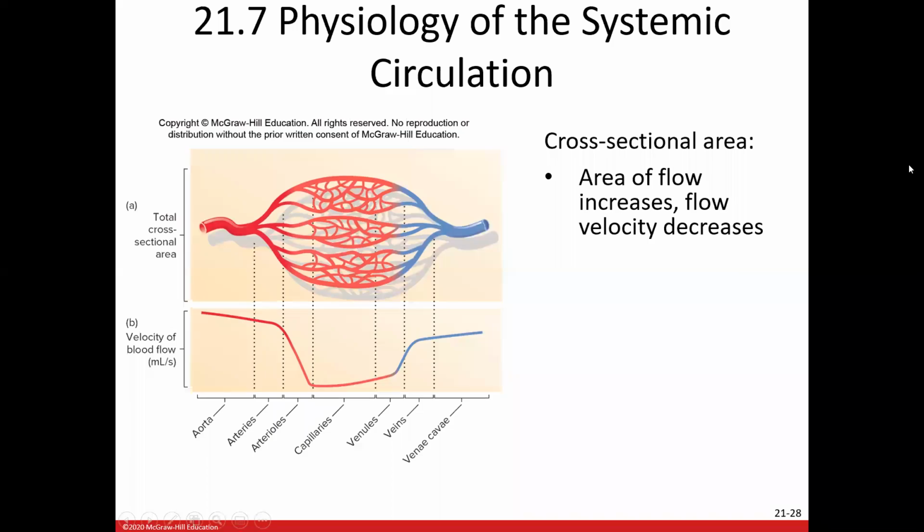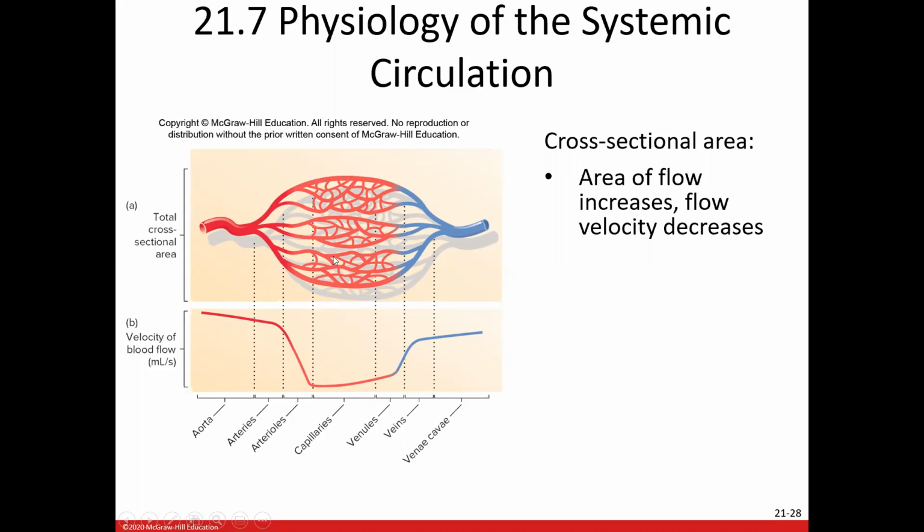Okay, so the first big concept we're going to talk about is how cross-sectional area alters with blood flow. So we have a diagram right here, sort of broken up into a part A, part B diagram. We have the total cross-sectional area moving from the heart all the way back to the veins. And then we have the velocity of blood flow in milliliters per second going across from once the blood leaves the heart all the way back to the veins.